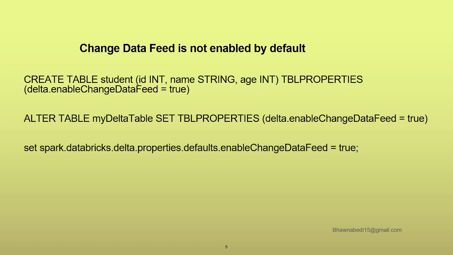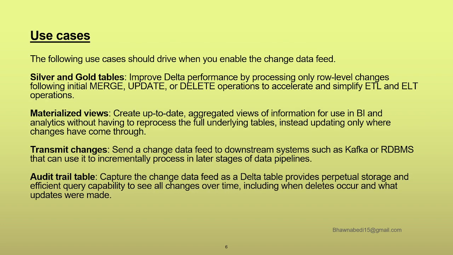Similarly, if you want to make sure that any table that you create in future has change data feed enabled, then the third statement comes into picture, where you set spark.databricks.delta.properties.defaults.enableChangeDataFeed equal to true. So these are the three ways in which you can enable change data feed on your table. Now we will go through the different use cases of change data feed, and after that we will move on to our demo session.